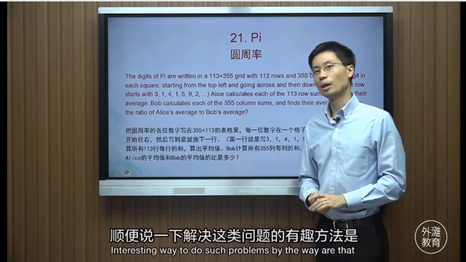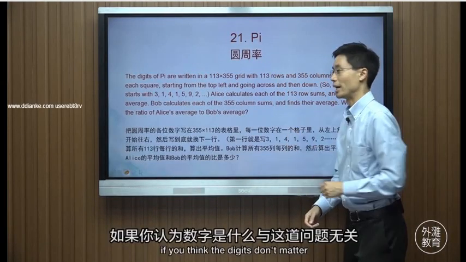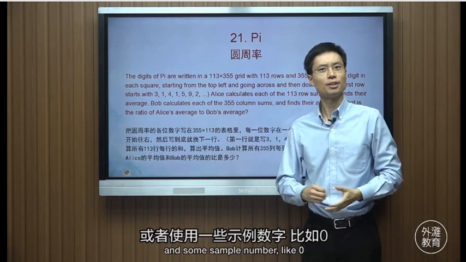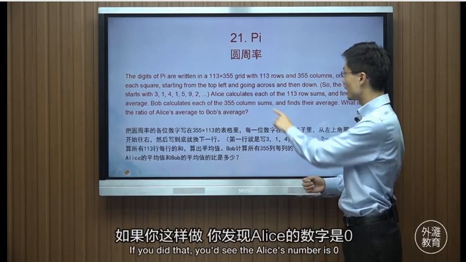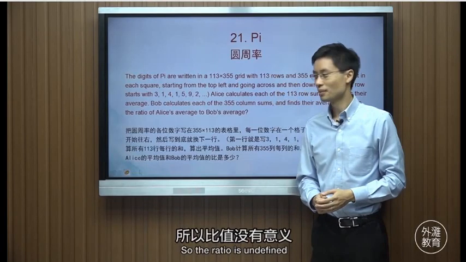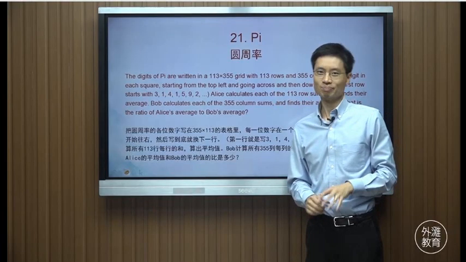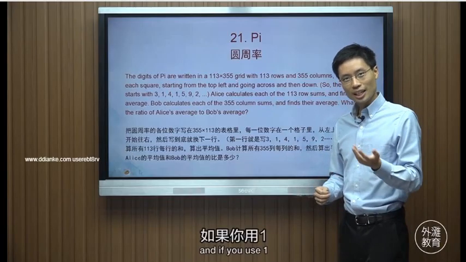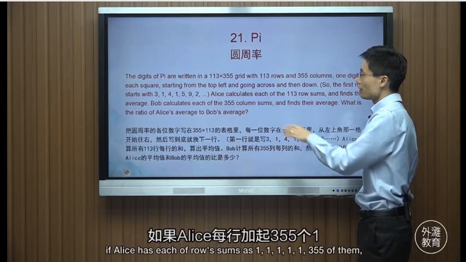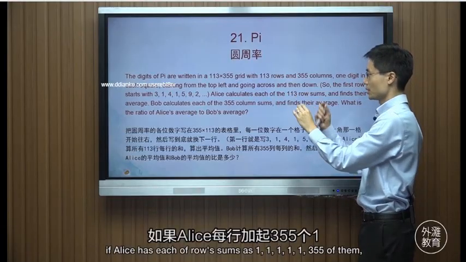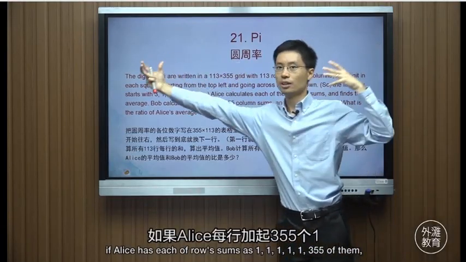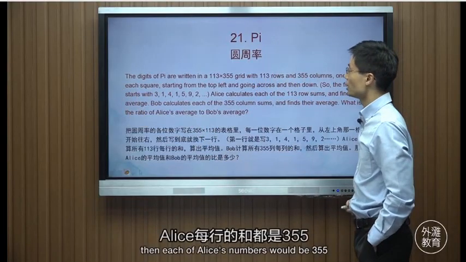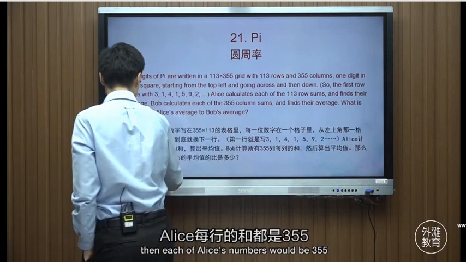Interesting ways to do such problems, by the way, are that if you think the digits don't matter, you can pretend that all of the numbers in the grid are the same simple number, like 0. If you did that, you'd say that Alice's number is 0, Bob's number is 0, and so the ratio is undefined. That's bad, so don't use 0. You could try to use 1 instead. If you use 1, and Alice has each of the row sums as 1, 1, 1, 1, 1, 355 of them, then each of Alice's numbers would be 355.